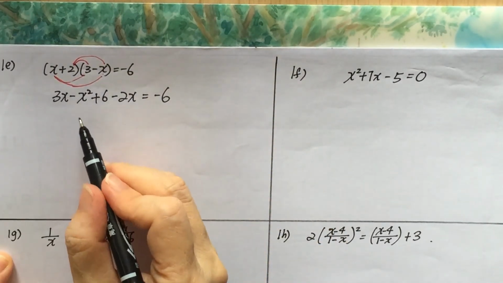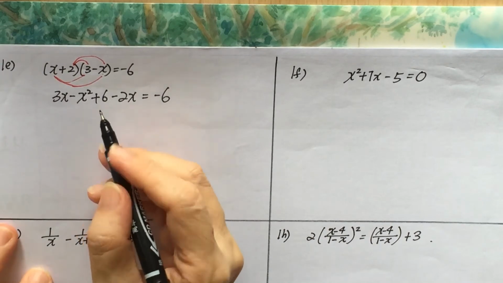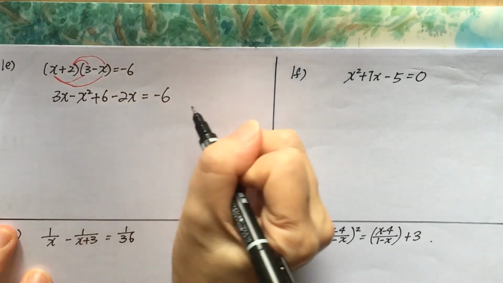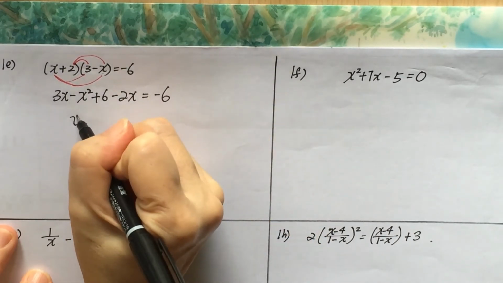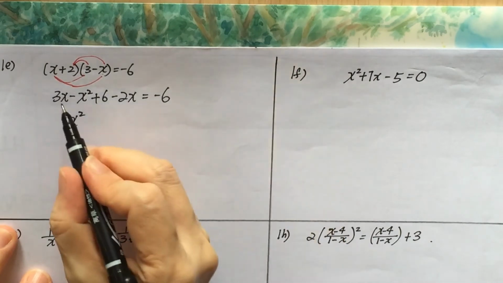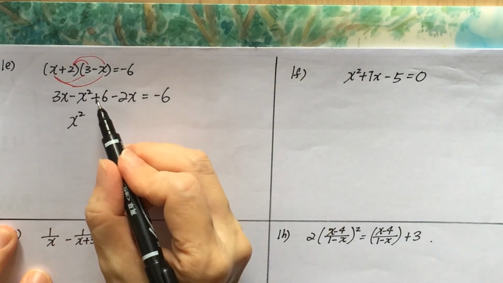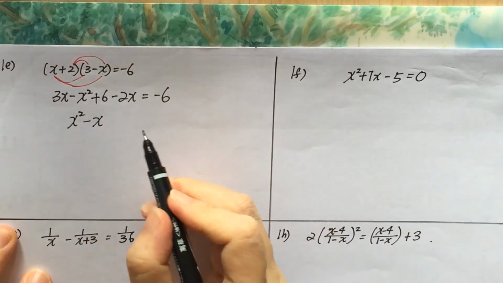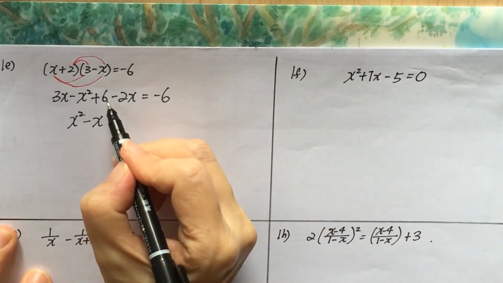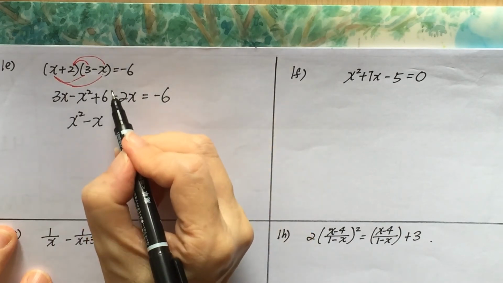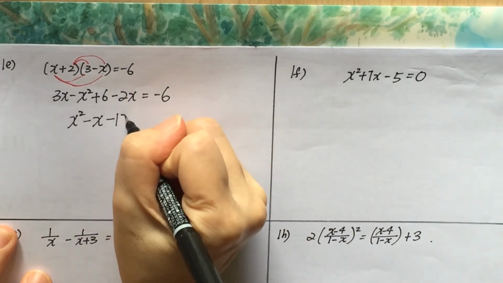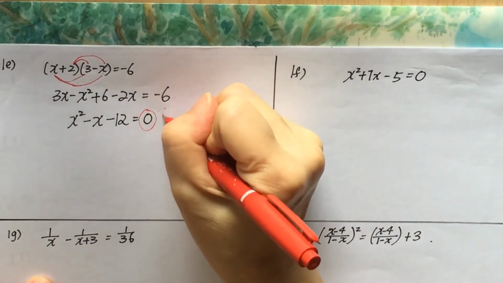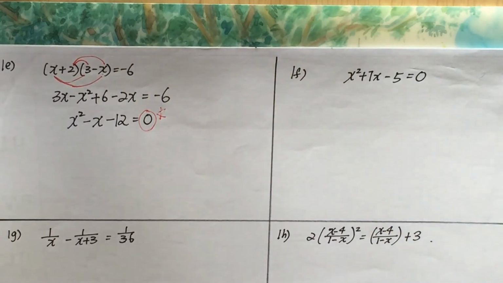I always like to rearrange the terms in such a way that my x squared is positive. So in order to make this positive, I imagine that on both sides I add x squared. So I have x squared coming over to this side. Then 3x minus 2x, I'm left with x. But if I put it on the other side, I'm getting negative x. And then the 6 here and negative 6 here, I subtract 6 from both sides, so I'm going to get negative 12. And on the other side, I'm getting a 0.